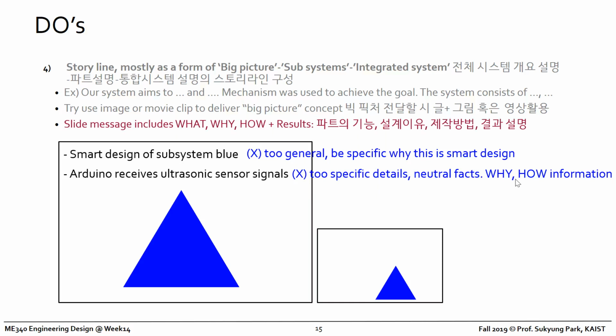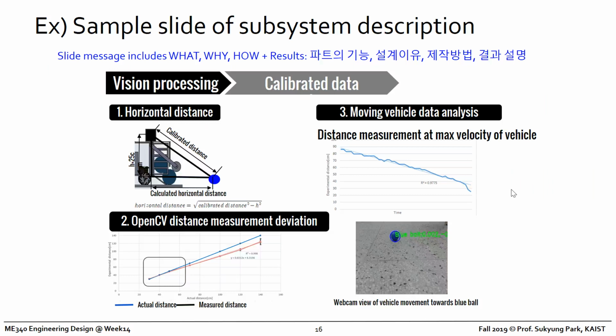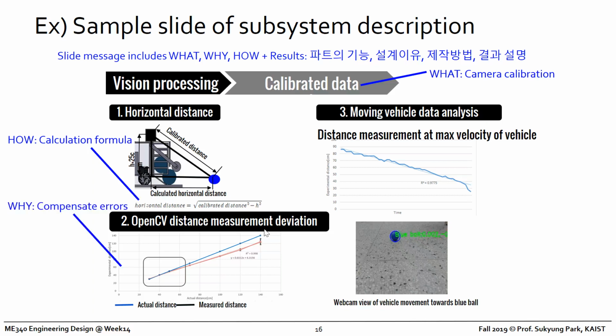Okay. I'm going to give you a few examples of subsystem slides. This one has everything, like what it is. This is about vision processing, specifically calibration. And then how do they perform the calibration? There is a schematic here and some formulas here. And then why are they doing the calibration? Because there is an error between the actual distance and the measured distance. That's why they perform the calibration. And what's the result?